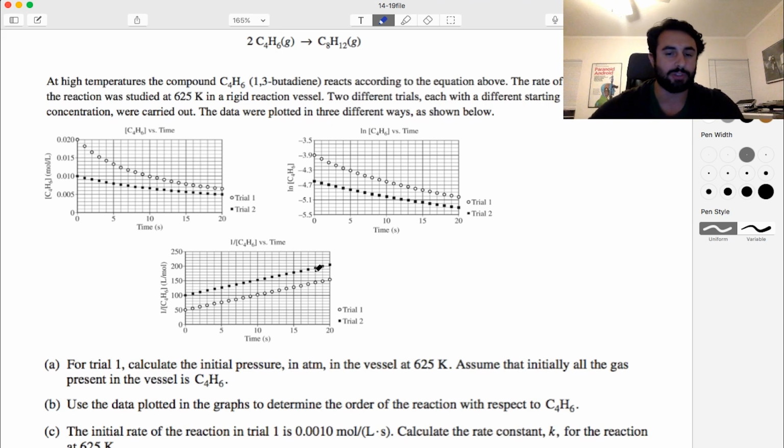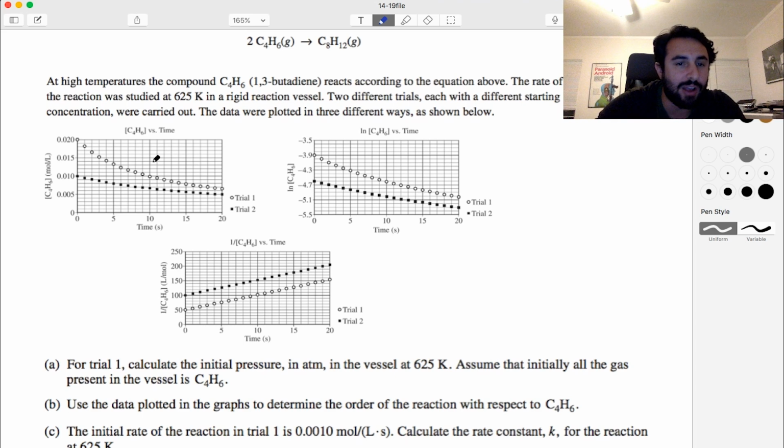Then there's a few different questions. One of them, for sure, you're going to get asked the overall order of the reaction. But let's see what else they want. For trial one, calculate the initial pressure in atmospheres in the vessel at 625 K. Assume that initially all the gas present in the vessel is C4H6. So we're talking about concentration. We could technically use any of these, but why not make it easy on ourselves and go to the one plotting concentration versus time? That's going to be very easy because it's asking us the initial pressure for trial one.